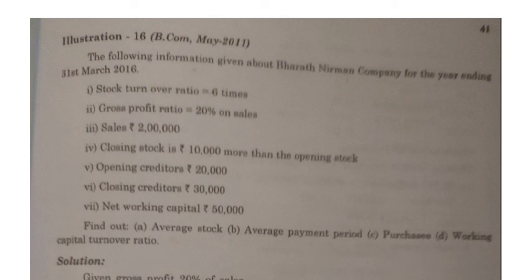The following information is given about Bharat Nirman Company for the year ending 31st March 2016. So they've given certain information in your question. This is a complete indirect question, and they have told us to calculate certain things like the average stock, average payment period, purchases, working capital, turnover ratio. So when you look at a question like this, first you need to analyze every piece of information, as it will be used for calculation for one or the other part. Okay, so that is what you're supposed to keep in mind. So taking out each factor, you're supposed to calculate one or the other thing.